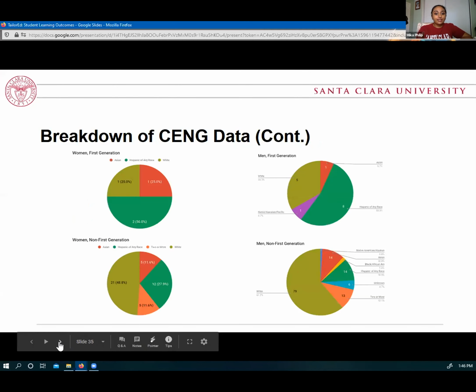Next slide. Here you can see a breakdown. Also not much diversity, but that is what we have with the data. Hopefully in the future, when we collect more data, there'll be more variety. Next slide.